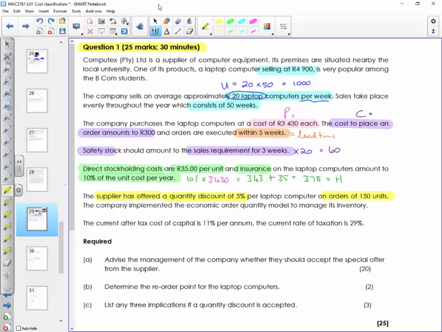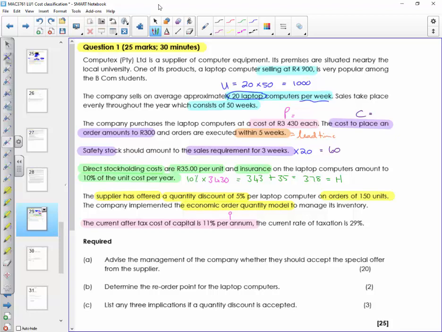The supplier has offered, so the guy selling to us, a quantity discount of 5% if we order 150 units instead of whatever we just say is the economic order quantity. Can you see? The company implemented the economic order quantity model to manage its inventory. So this guy's saying, no, don't do what you think, do what I say. Take 150 units at a time and I'll give you 5% off. The current after-tax cost of capital is 11% per annum. So that is your I.